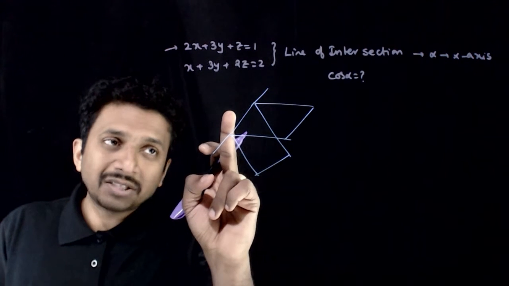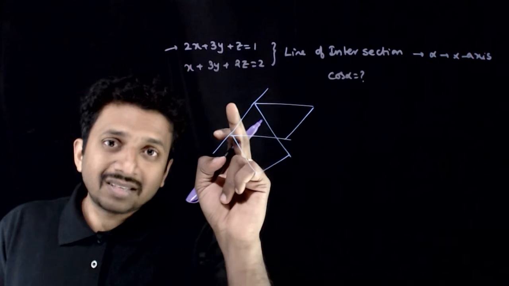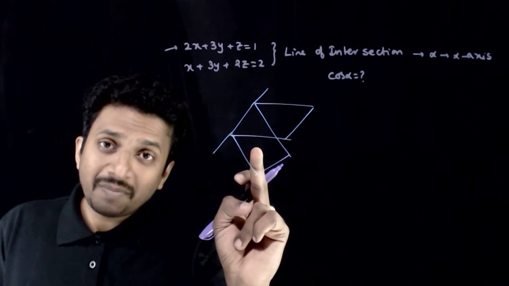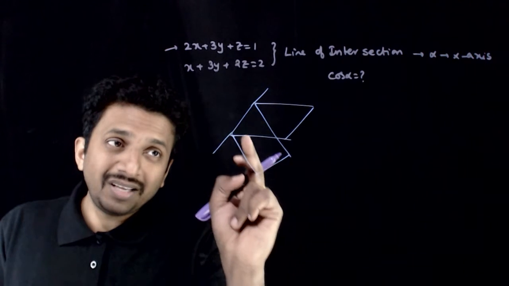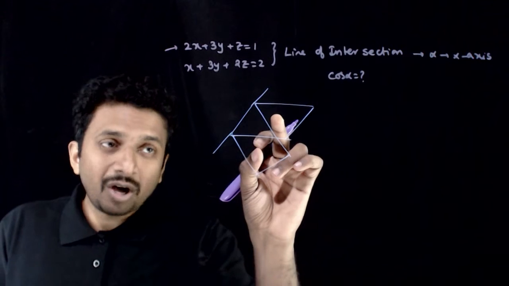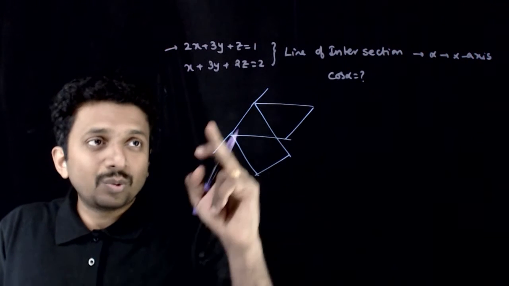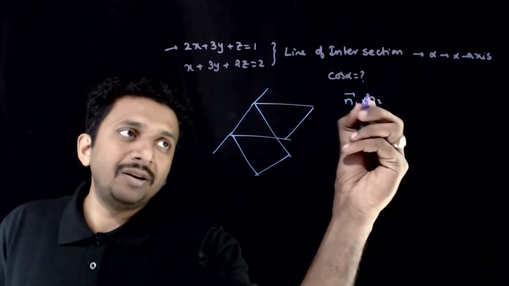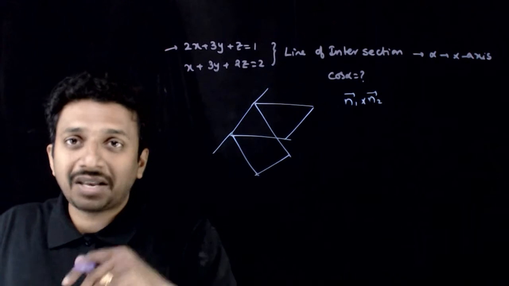This line has to lie on the first plane, hence this line is perpendicular to the first normal. This line lies on the second plane, hence this line is normal to the second normal. That means this line is normal to the first normal as well as the second normal. So what is the direction of this line? It is nothing but n1 bar cross n2 bar. That will be the direction of this line.